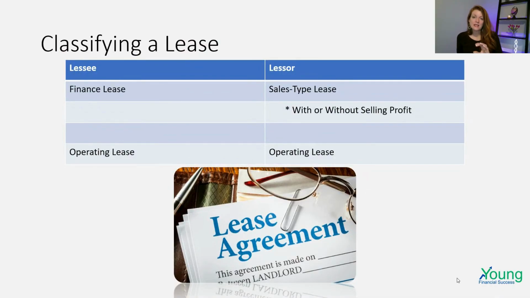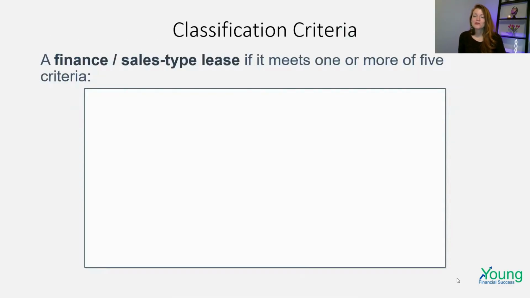So for the lessee, we have either a finance lease or an operating lease. For the lessor, the owner, we have either a sales type lease or an operating lease. So it's going to fall in the same row here for the lessee and lessor depending on the type of lease. So if it's a finance lease for the lessee, it's a sales type lease for the lessor, and it may be with or without profit, and we'll see that as well. If it's an operating lease for one, it's an operating lease for both of them. So we are going to look into how we test for whether it is a finance and sales type lease or an operating lease. So let's go ahead and jump into those criteria.